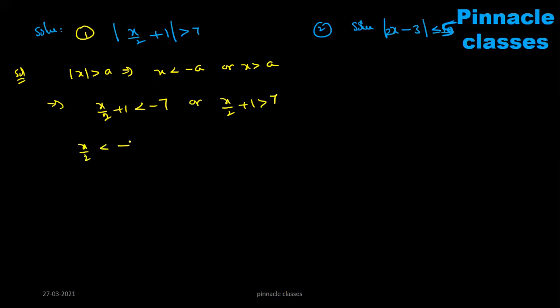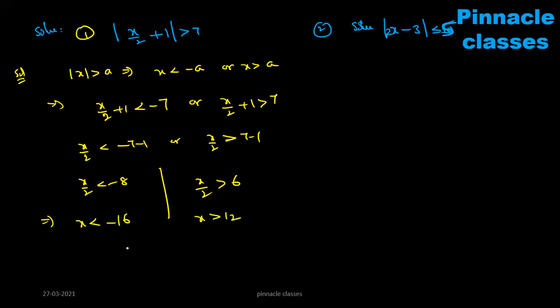So minus 7 minus 1, x by 2 less than minus 8, x by 2 greater than 6. Multiply both sides with 2. Why? Because 2 is positive, the inequality doesn't change. That means x less than minus 16 or x greater than 12. What is the meaning? Union 12 to infinity. Yes, sir.